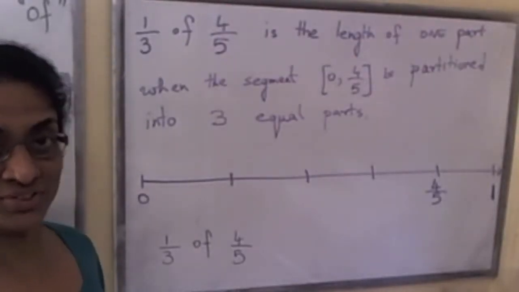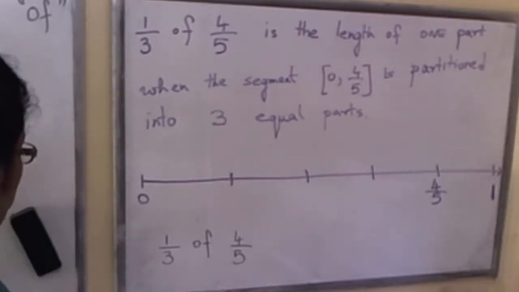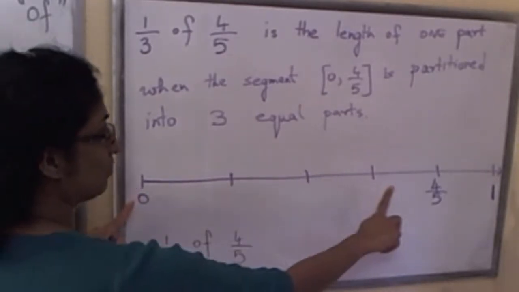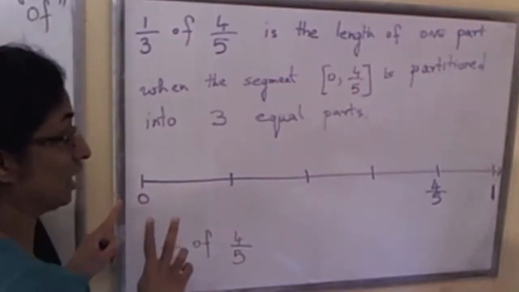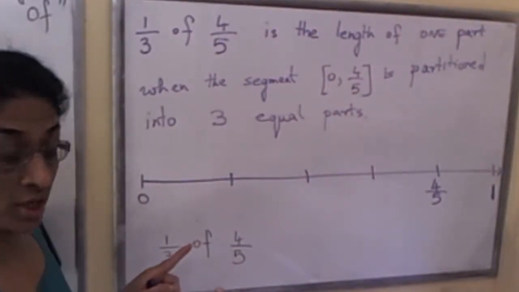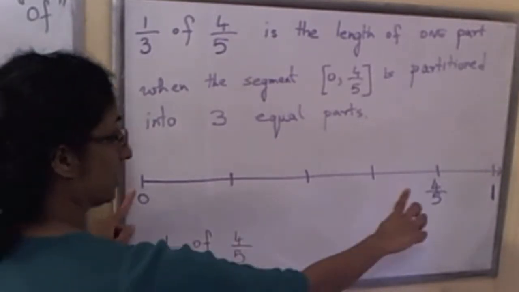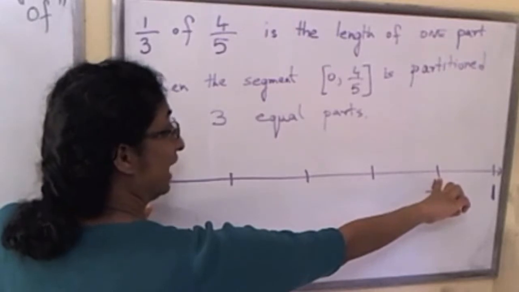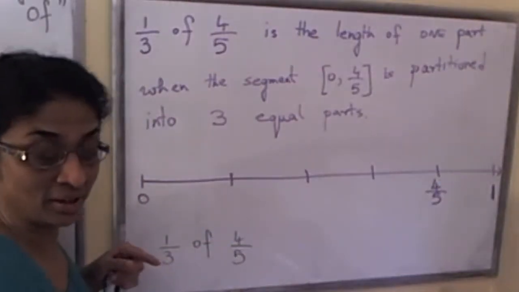So here's the precise definition of 1/3 of 4/5. 1/3 of 4/5 is the length of one part when the segment from 0 to 4/5 is partitioned into 3 equal parts. So it becomes important for us to figure out how to look at this segment and partition it into 3 equal parts. So let's do that now.